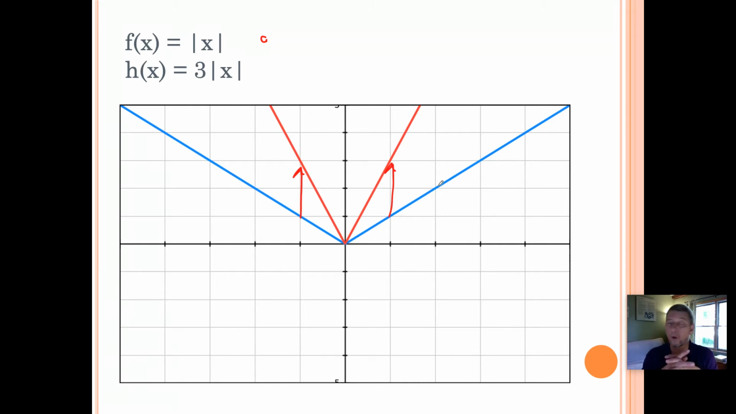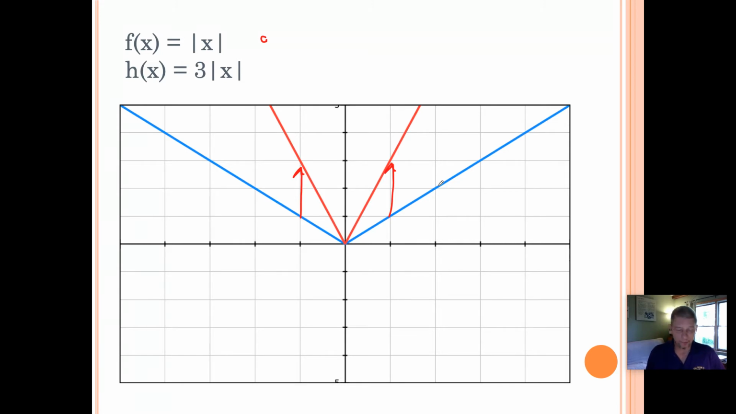Now, I've only moved up 2 units, mind you, but 1 times 3 is 3. All right, and negative 1 times the absolute value of negative 1 times 3 is 3. All right, and so I have vertically stretched the original graph by a factor of 3.